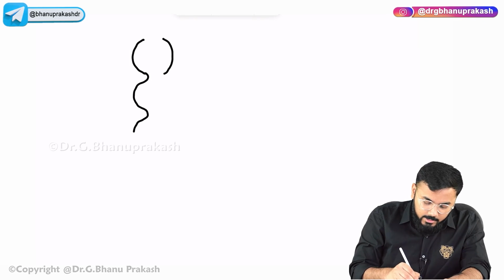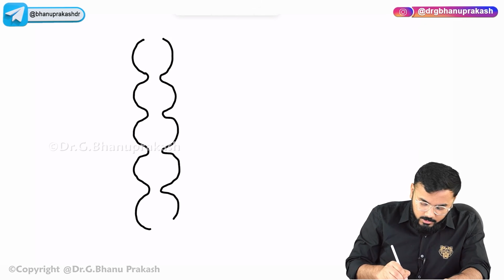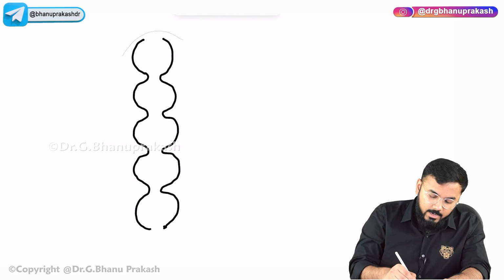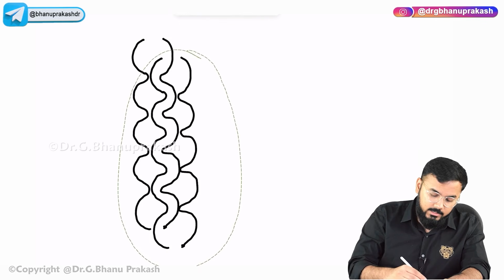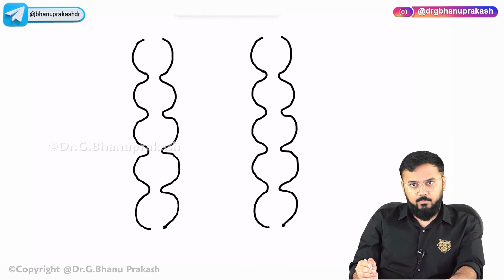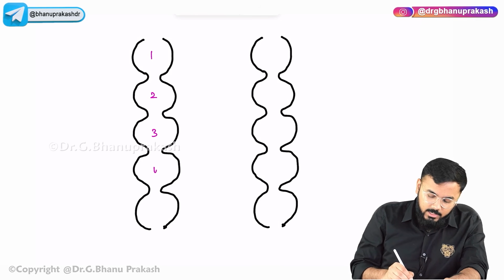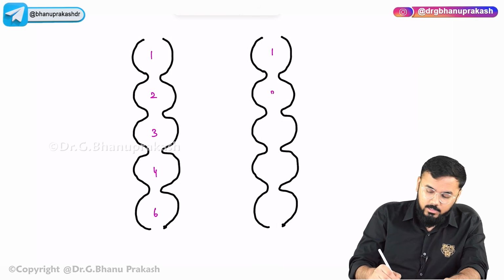You have got the second arch, third arch, fourth arch and sixth arch. So how many arches are there? We have got 6 arches, and we have got 6 arches on both the sides. I told you, right? On both the sides we have got these arches. Now let me number them. So this is 1, this is 2, this is 3, this is 4 and 6.